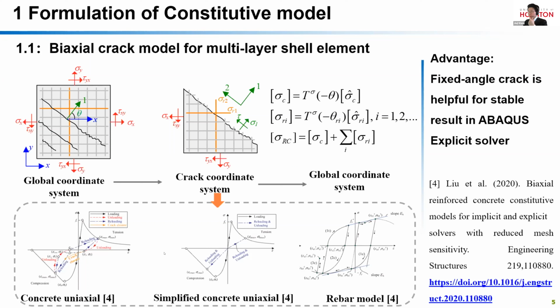In addition, in this research, we developed both the complicated uniaxial model of concrete, as shown in this figure, with this stress-strain curve on the hysteretic tensile and compressive stress, and also the simplified uniaxial model of concrete for design purposes. For reinforcement, the uniaxial model considers the Bauschinger effect, as shown in this figure. In addition, in our formulation, we adopt the fixed angle crack formulation, which is helpful for obtaining stable results in the ABAQUS explicit solver.